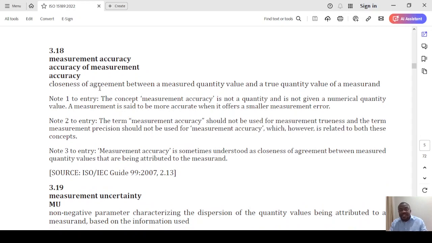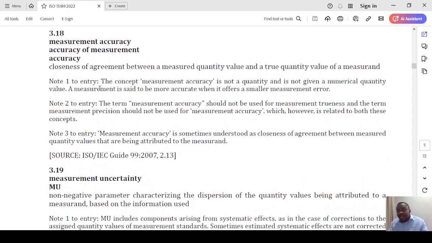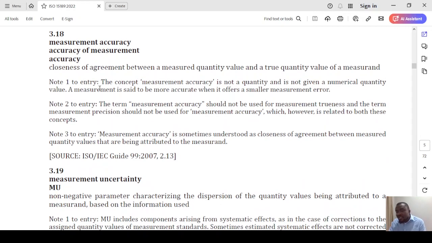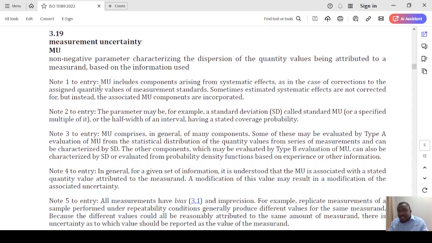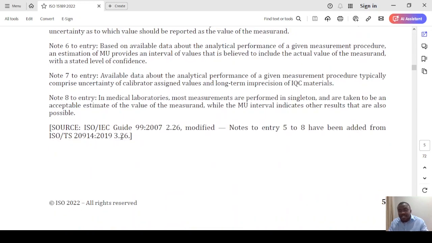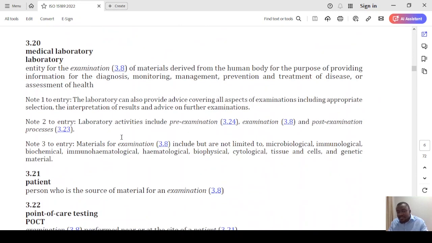Okay. Accuracy, we talked about bias. Bias and accuracy, they are used synonymously. If you hear the word bias, you heard the word accuracy. Measurement uncertainty, we shall look at it more in detail when we get to clause 7.